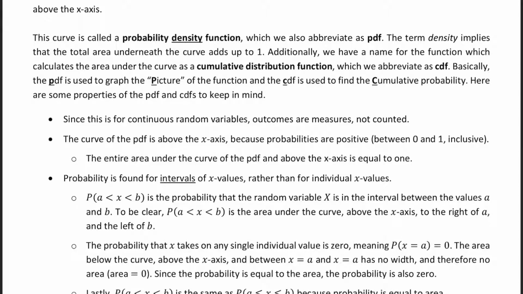Now, if I was to form a function out of the area underneath the curve, we would call it a CDF, or a cumulative distribution function. So basically we use the PDF for the picture. That's just a little way to remember it. That's not an actual math term because it's really P for probability, but it's P for the picture of the function, but C, think of it as the cumulative distribution.